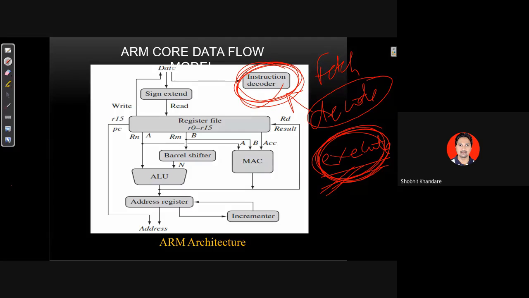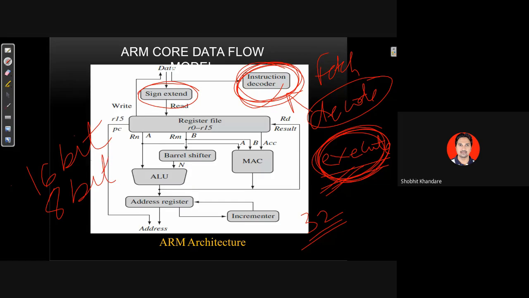Then comes sign extend. This is also important. What do you mean by sign extend? We will see. Now sign extend is a concept. Now you know the size of your register is 32 bit. But sometimes it happens that data size may be of 16 bit or maybe of 8 bit. So in that time, your sign extend is important.